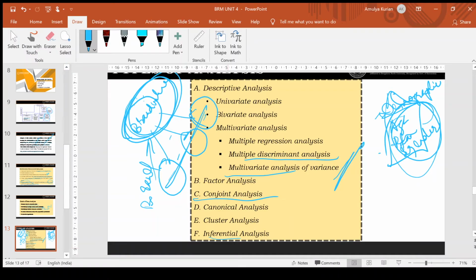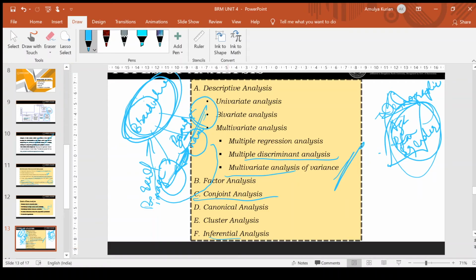Next one, canonical analysis. It can be used in cases of both measurable and non-measurable variables for the purpose of simultaneously predicting a set of dependent variables from their joint covariance with a set of independent variables. For example, there will be some variances which will occur because of the brand image and brand name. There will be some variances between these variables also.